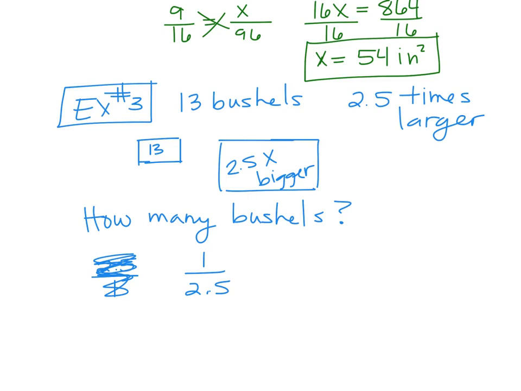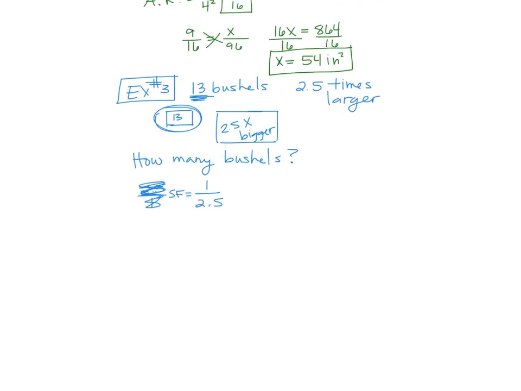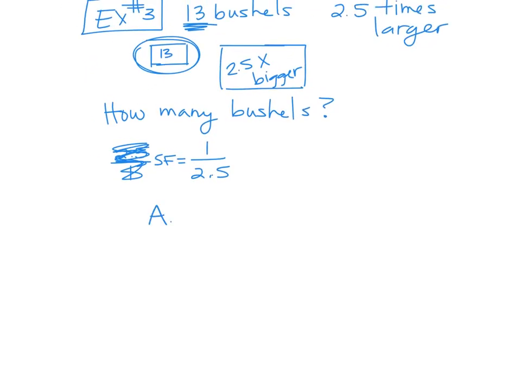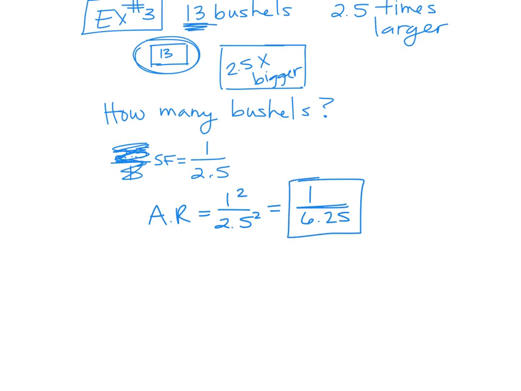So here's the deal. We said this is a scale factor. But we said 13 bushels is an area. So if I'm going to use those 13 bushels as an area, what do I have to do to that 1 to 2.5? You've got to square it, right? We've got to make it an area ratio. So to make an area ratio here, I do 1 squared to 2.5 squared, which would be 1 to 6.25. So this is an area ratio.